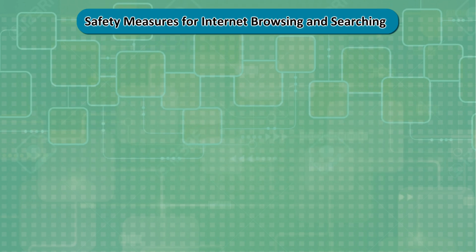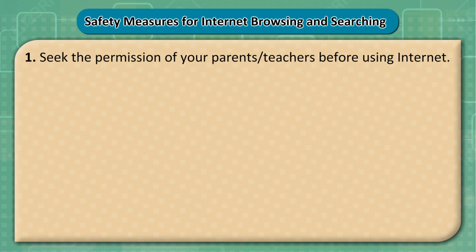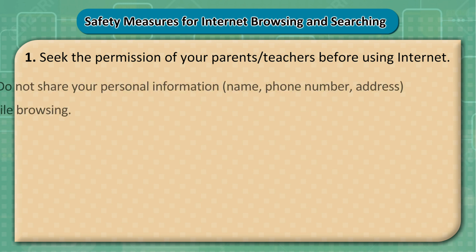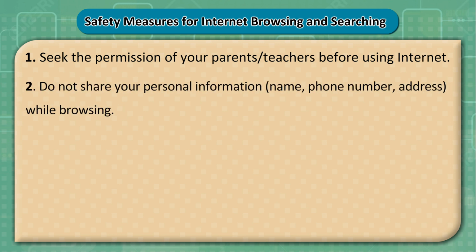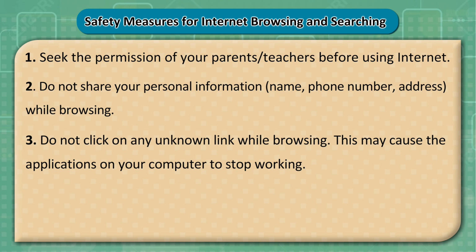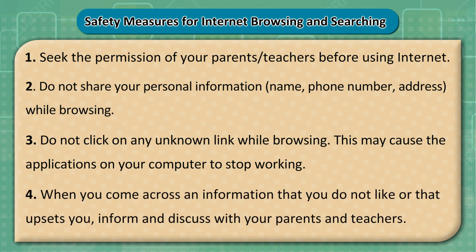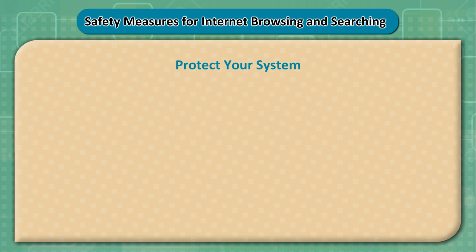Safety measures for internet browsing and searching. 1. Seek the permission of your parents or teachers before using internet. 2. Do not share your personal information, name, phone number, address, while browsing. 3. Do not click on any unknown link while browsing. This may cause the applications on your computer to stop working. 4. When you come across information that you do not like or that upsets you, inform and discuss with your parents and teachers.